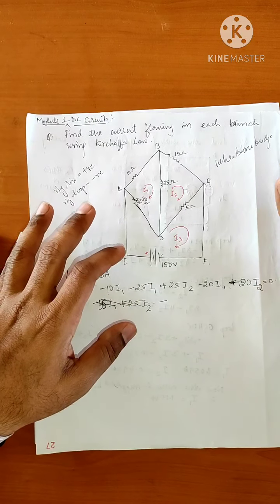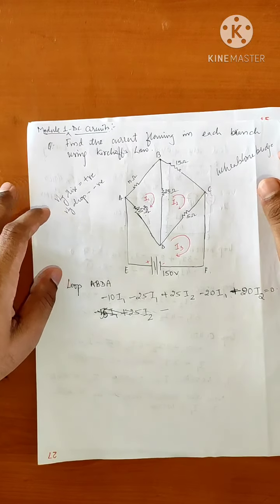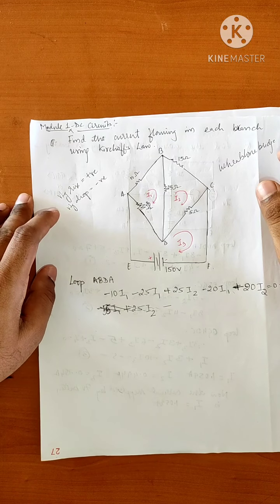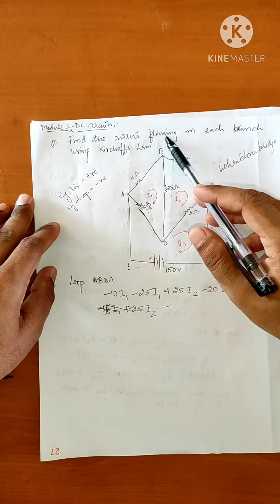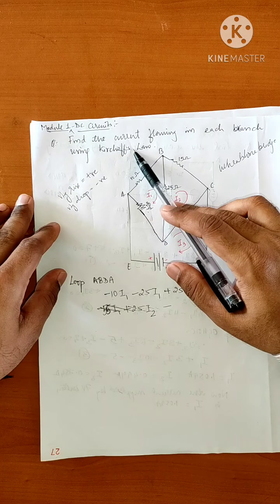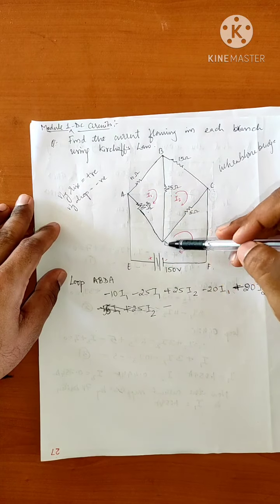In the last lecture we have seen a few problems based on Kirchhoff law. So today we'll be continuing the same. Find the current flowing in each branch using Kirchhoff law.